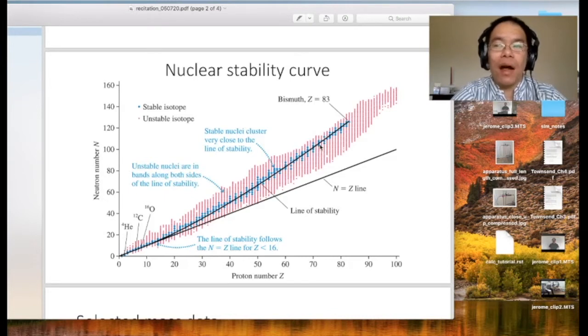Unfortunately, we won't have time to go into much of a discussion of the physics that underlies nuclear stability, although it does involve some of the quantum mechanics we talked about earlier. This is discussed in Knight if you're interested in looking into it.